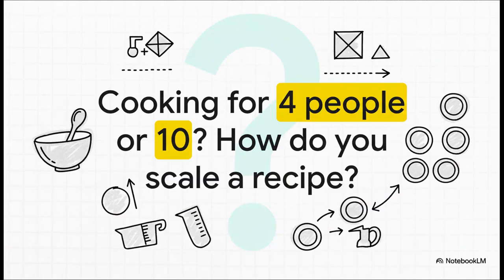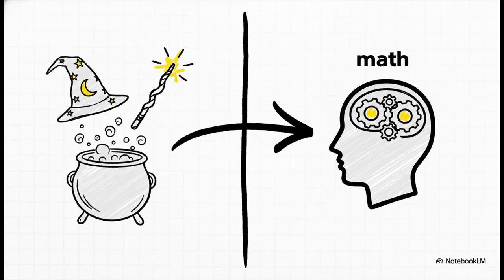Okay, so think about this for a second. You've got your favorite recipe, it serves 4 people, but tonight, 10 guests are coming over. Yikes. You know you need more of everything, but how much more? How do you scale it up so it tastes just as amazing as the original? Well, that whole process of figuring out the ingredients might feel like some kind of kitchen magic, but I promise you, it's not magic at all. It's math. And honestly, it's one of the most fundamental and useful concepts you can possibly master.